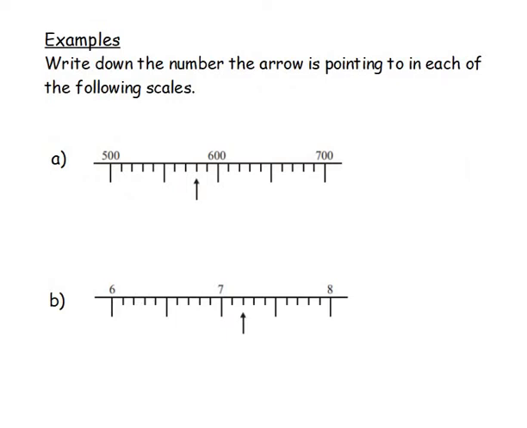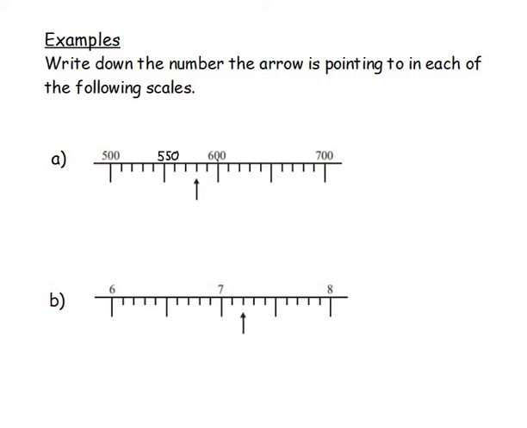Write down the number the arrow is pointing to in each of the following scales. So to be able to do this, you have to work out what each small part is going up in. They're called increments. So what each little increment is going up in here to be able to figure out what the arrow is pointing to. So you can see it's got 500, 600, 700. Now some people like to work out the middle where there's a longer line here. So the middle of 500 and 600 is 550.